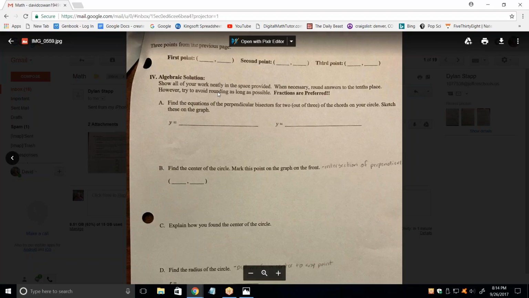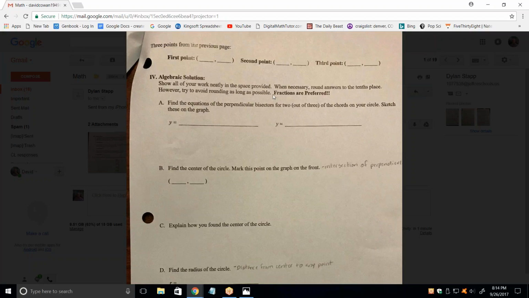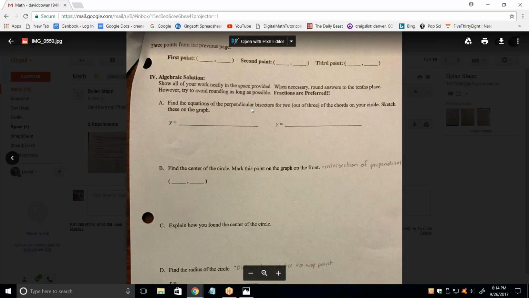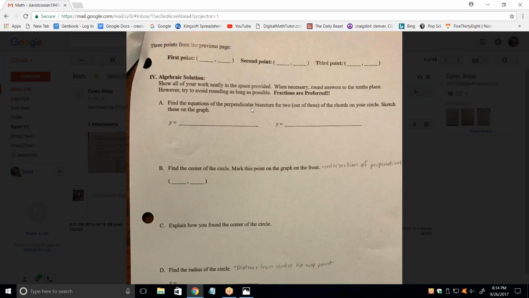When necessary, however, try to avoid rounding as long as possible. Fractions are preferred. Find the equation of the perpendicular bisectors for 2 of the chords on your circle.